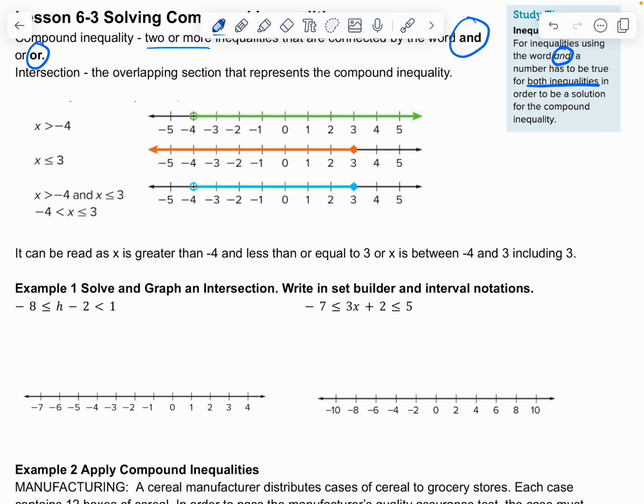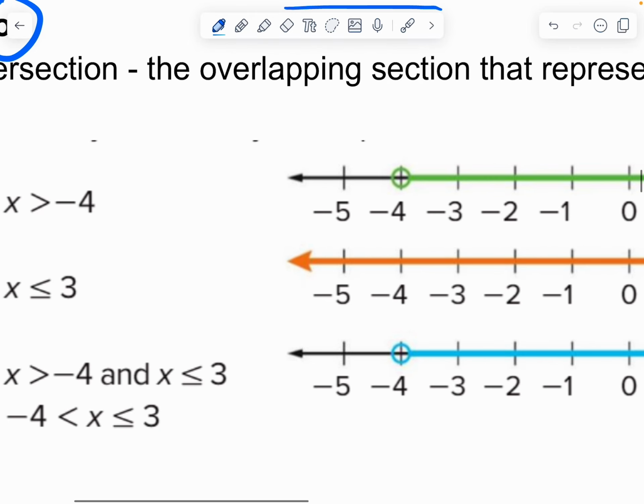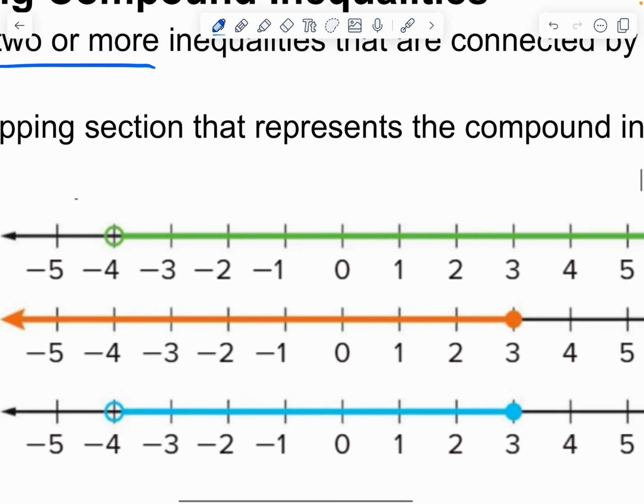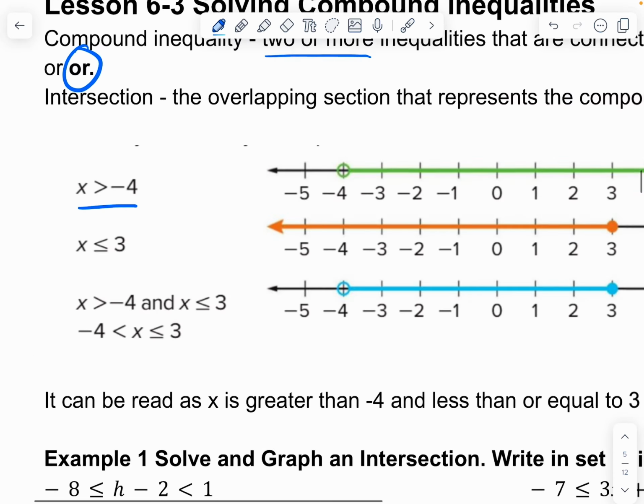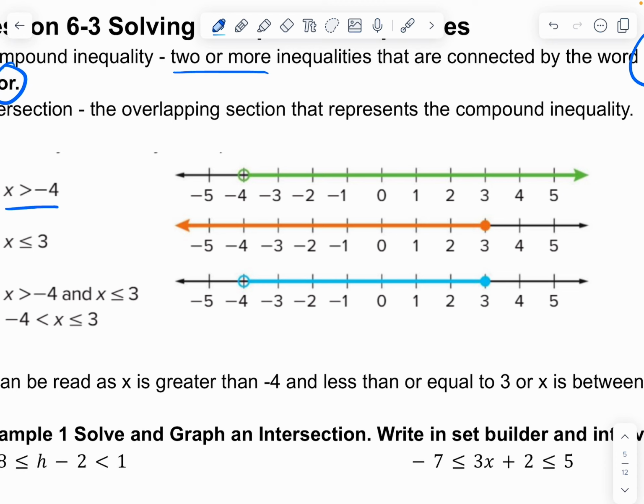Okay, so if I look at this, if I have this part right here, x is greater than -4, I graph that on the top line. Then I have x is less than or equal to 3. Now the parts that they have in common are from here to here. That's the part that's in common. That part is the solution. This part right here is the solution.